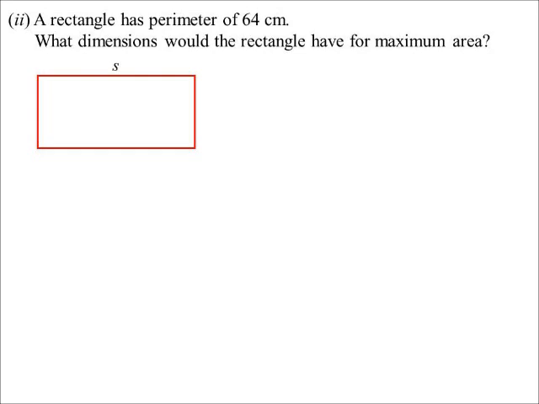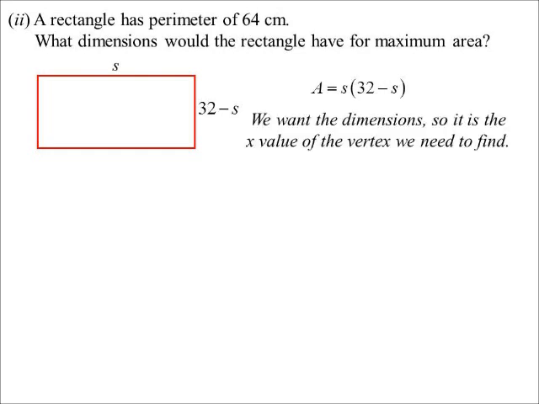Now we know the perimeter is going to be 64, therefore the other side must be 32 minus whatever S is. It's the area I'm trying to maximise, and there's my quadratic. S times 32 minus S. So really, all I have to find here is the axis of symmetry. See, it's the dimensions we're interested in here. It's not actually what the maximum area is. It's the dimensions that would get the maximum area. So it's in this case, the S value. But that would be the axis of symmetry of our parabola.